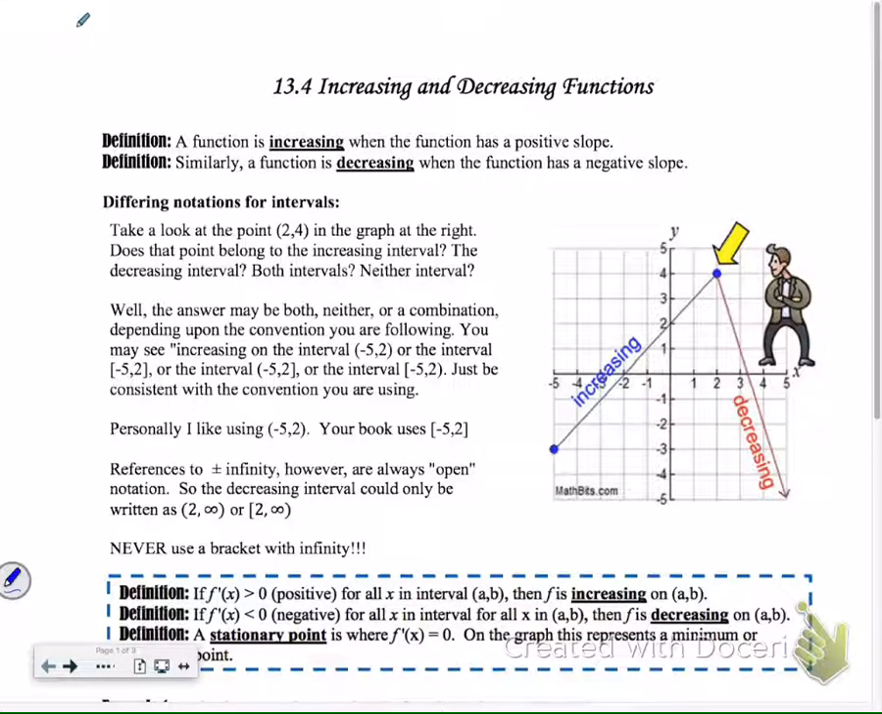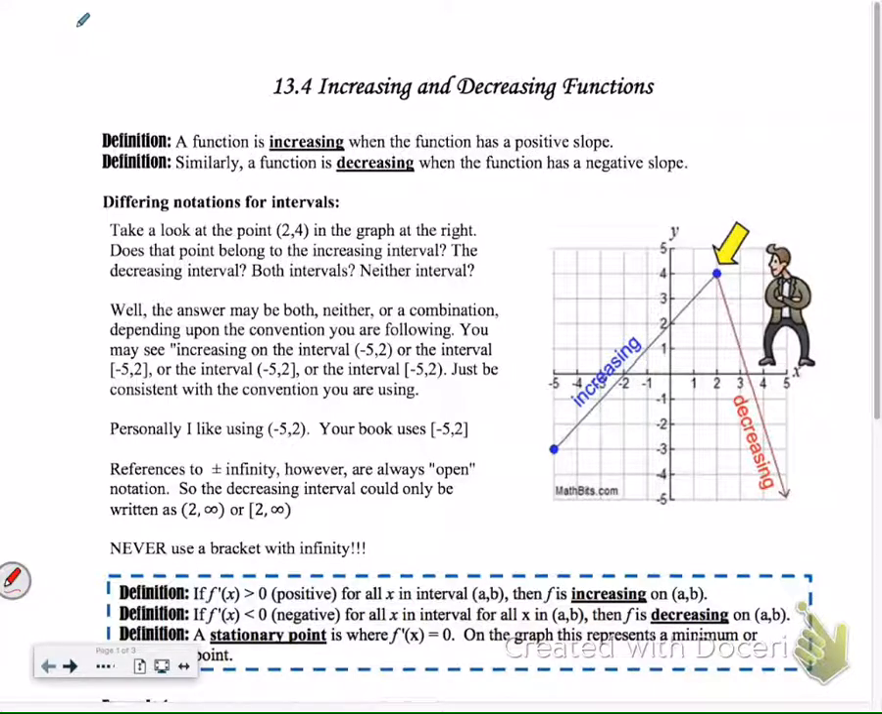Now, first of all, just a little bit of information about notation. Whenever I talk about things being increasing or decreasing, I will normally use parentheses, an open interval as opposed to a closed interval. So on the picture that we have going on here, we're increasing from the start of the graph, which starts at -5, and we're increasing until we get to 2.